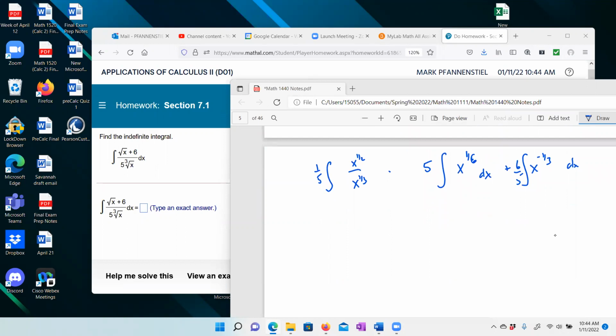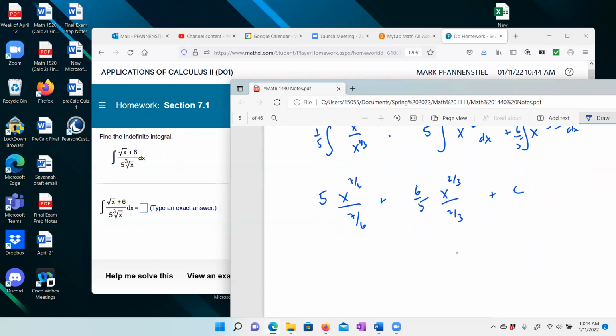Now we just have to add 1. So this is 1/5 x to the 1/6 plus 1 is 7/6, divided by 7/6, plus 6/5. We have plus 1 here, plus 3/3. So negative 1/3 plus 3/3 is 2/3, divided by 2/3, plus C. Now we just have to clean this up.